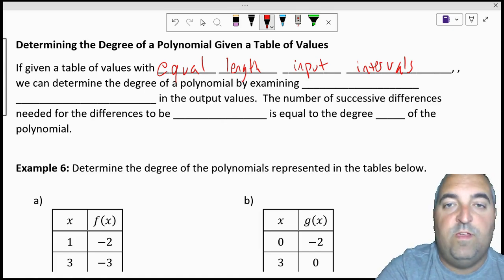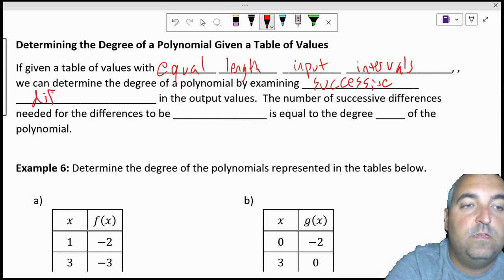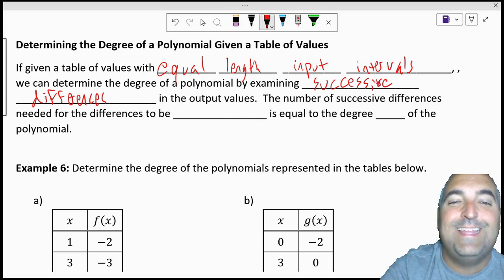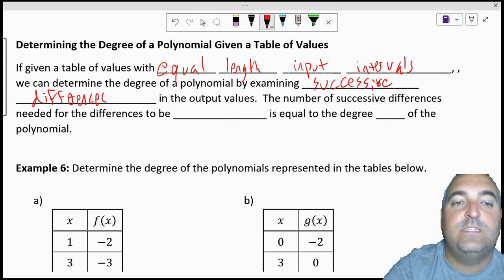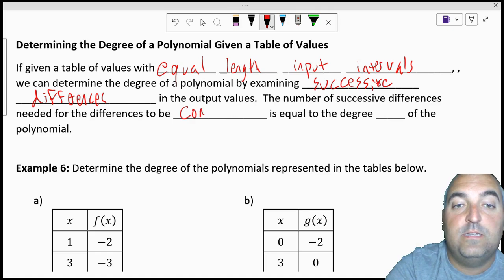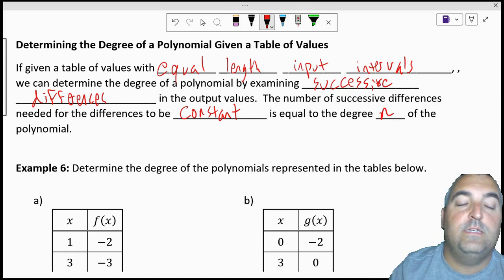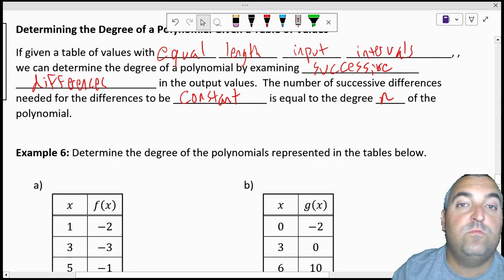And then if we have that, we can determine the degree of the polynomial by examining successive differences in the output values. The number of successive differences needed for the differences to be constant is equal to the degree n of the polynomial. So it seems like a lot. Let's go ahead to these examples and you'll see it's really not too bad.